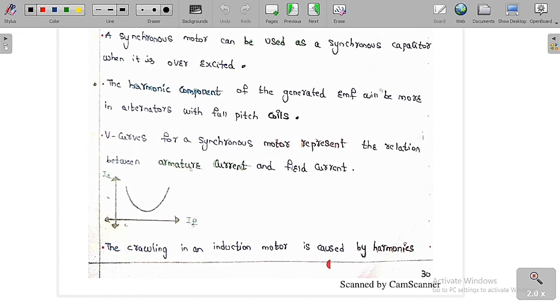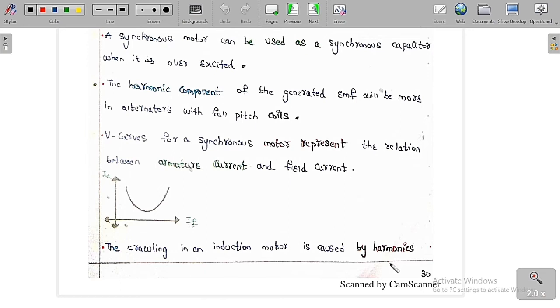The crawling in an induction motor is caused by harmonics. I have already told you. When the stator has no slots, the flux in the air gap is purely sinusoidal. Whereas if the stator and the rotor have slots, then the flux in the air gap is not purely sinusoidal, so it will have a lot of harmonics. Because of these harmonics, the overall torque speed characteristics are going to change.